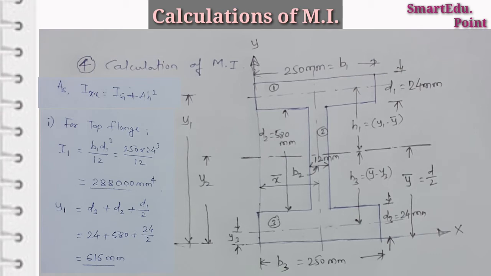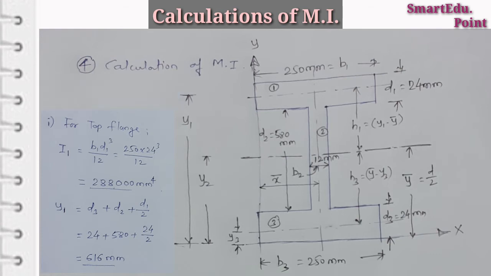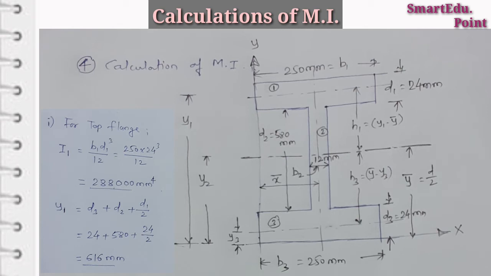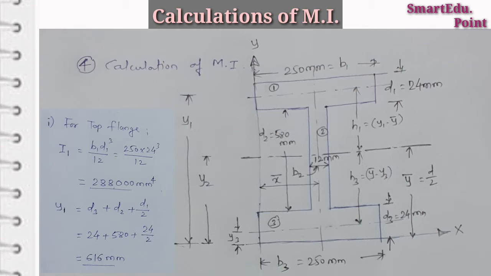And for depth of neutral axis or depth of CG for the given section, y1 will be equals to (24 plus 580 plus 24) divided by 2. As shown in the figure, we will get y1 as 616 mm.